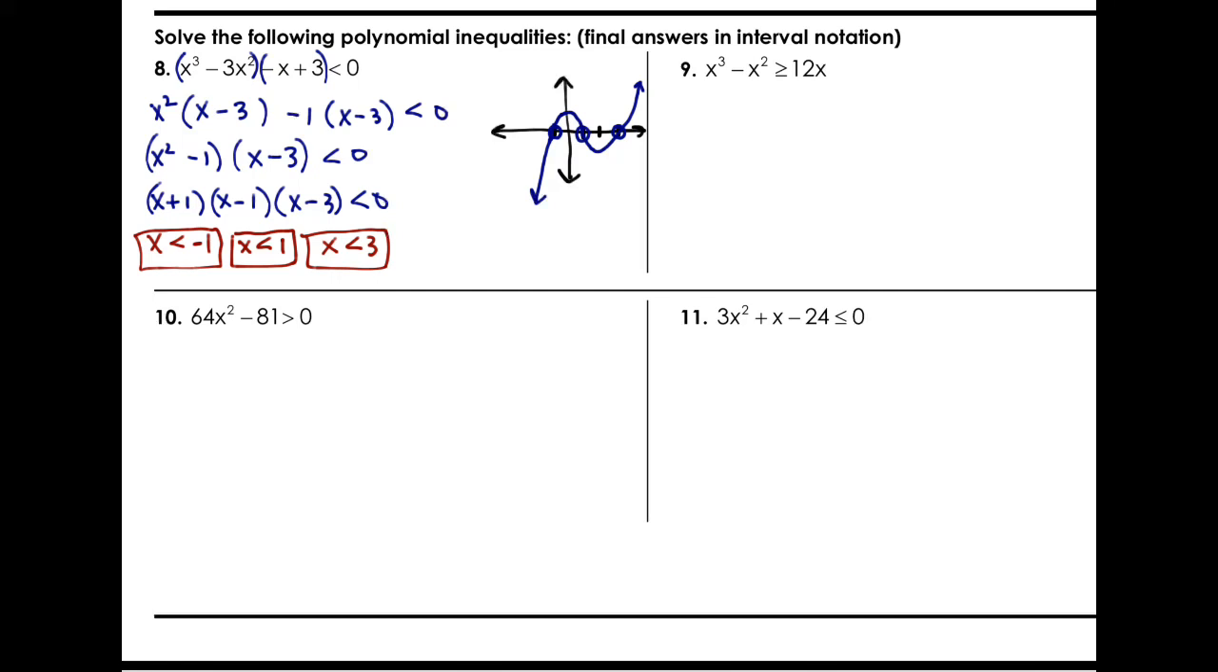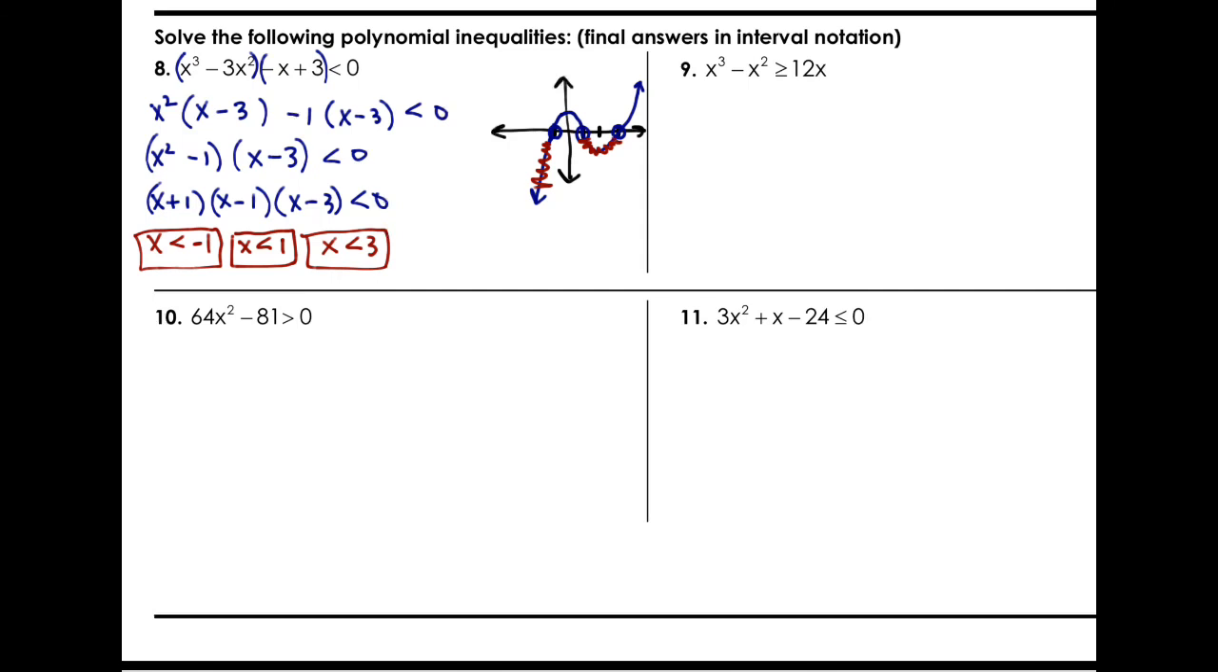So this is now telling us that all this should be less than, not equal to, so less than these points right here. So we shade the stuff that's less than that, so everything that's below the x-axis.